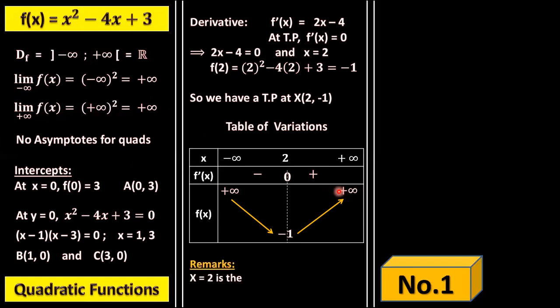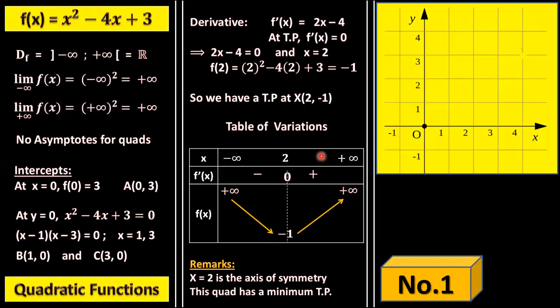What other thing we have to remark is that x equals 2 is the axis of symmetry. I made mention of this, and therefore, looking at this curve also, this curve is like a U. This curve has a minimum turning point. And as I said before, from the x squared term in this quadratic equation, which is positive, you know that this curve has a minimum turning point, okay? You can now sketch this curve, and that's not going to be a big deal.